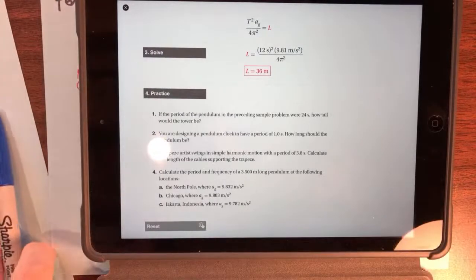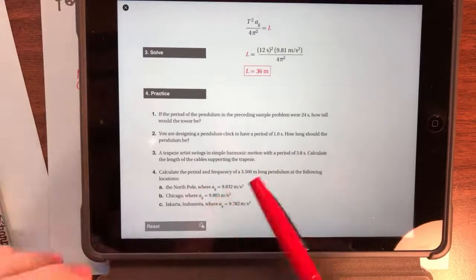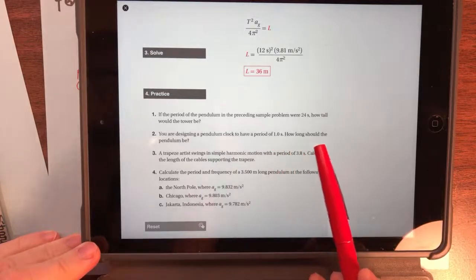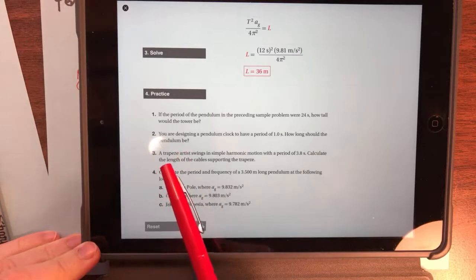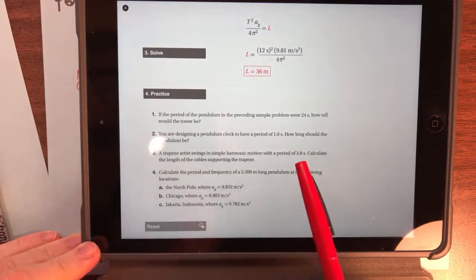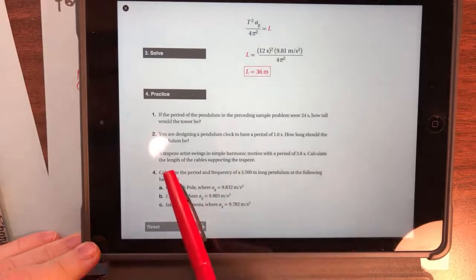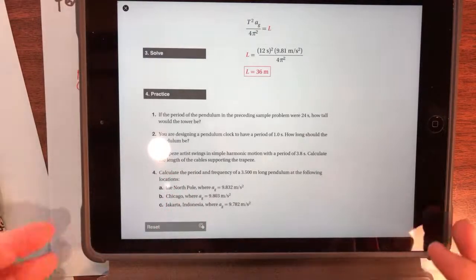In numbers 1, 2, and 3, we're all solving for the same thing. For number 2, it gives us a time of 1 second, and it asks how long the pendulum should be, so once again we're solving for L. In number 3, we have a trapeze artist that swings in simple harmonic motion. Once again, we have the period, that's our T value. Calculate the length. Once again, we're solving for L. So 2 and 3 are going to be done exactly the same way.